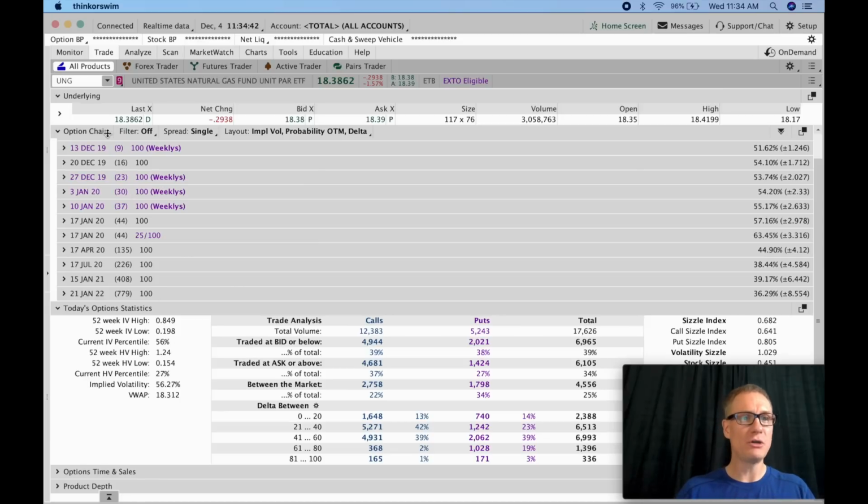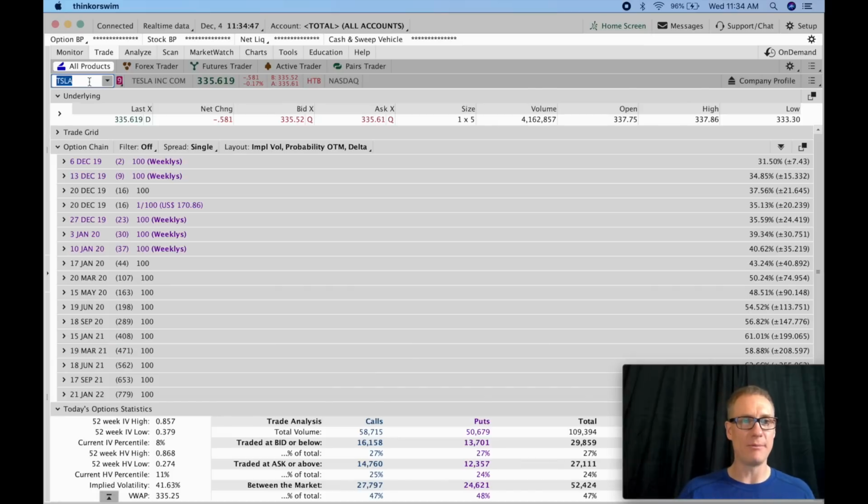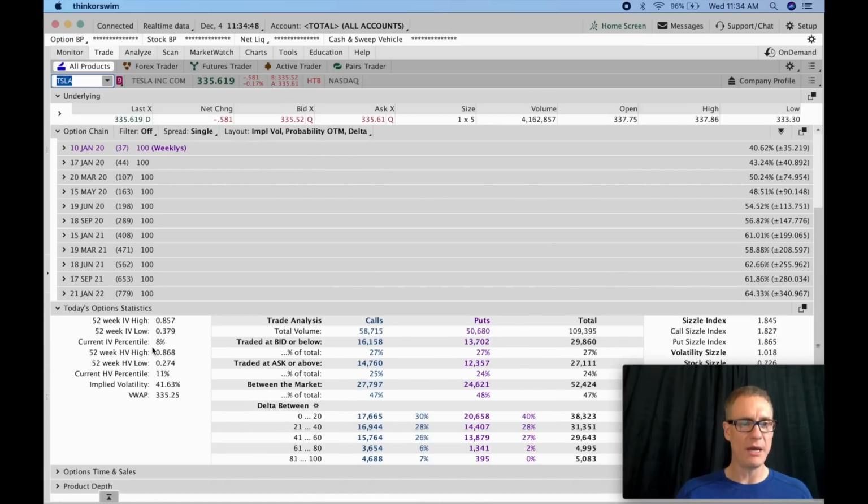So let me show you, let's just look at a different one real quick. I'll show you Tesla just to give you a better example because that usually doesn't end up that way. So right now, Tesla's implied volatility is 41.63%. But when you compare that to where Tesla has been over the last year, it's actually only 8% of where it's been. So 41%, which seems a little higher, is actually only 8% for where it's been in the last year.